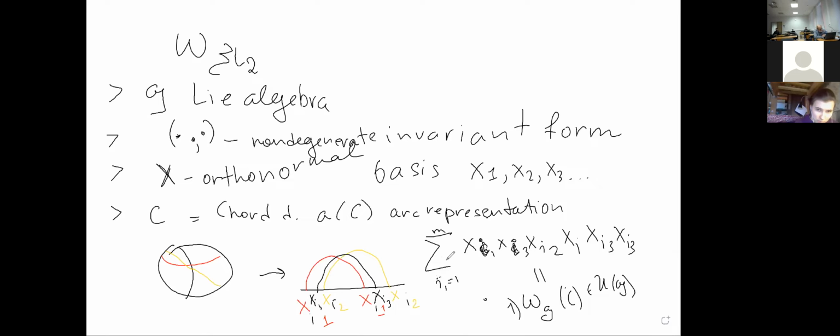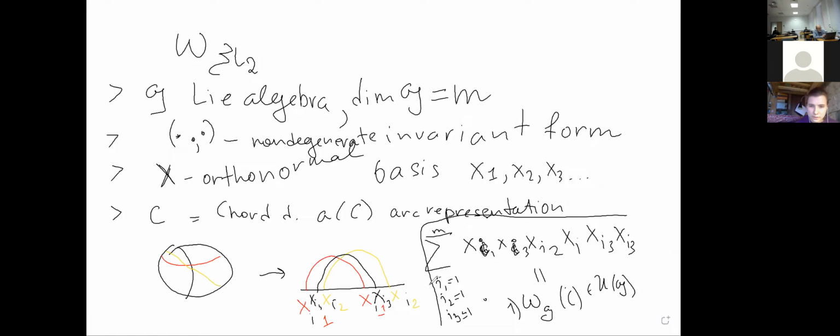Yes. G is a finite dimensional algebra and its dimension equals M, and here we have such a sum. This is a V. Sorry, да, я неправильно написала, sorry.